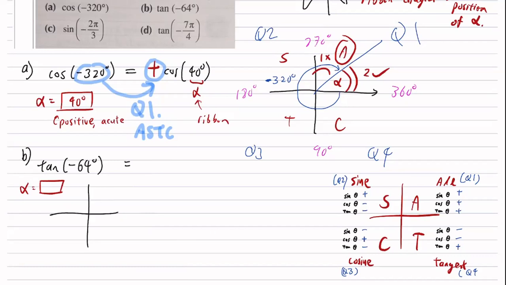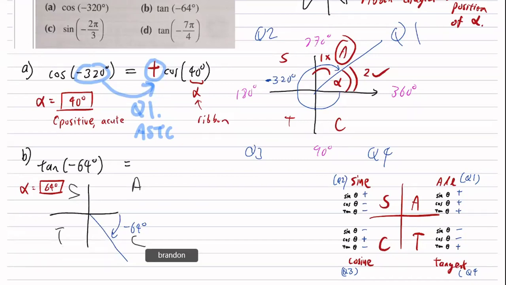Wait, why? Negative. Clockwise and anticlockwise. Clockwise. From the positive x-axis, you rotate clockwise by 64. Much better. Yes. It must always start from the positive x-axis. Then you rotate clockwise. This is negative 64. So what's my alpha? 64. Just 64. Okay.